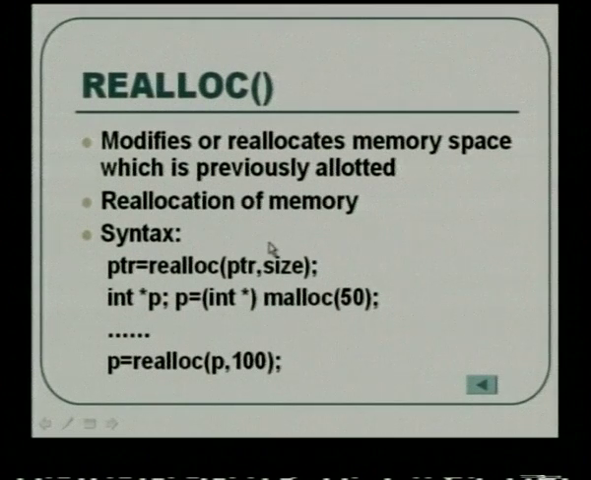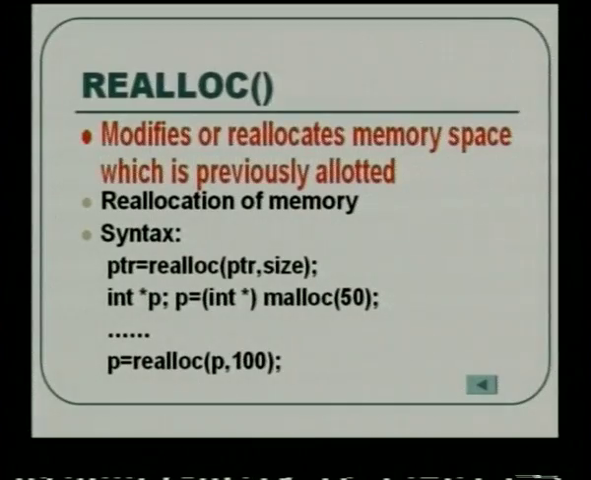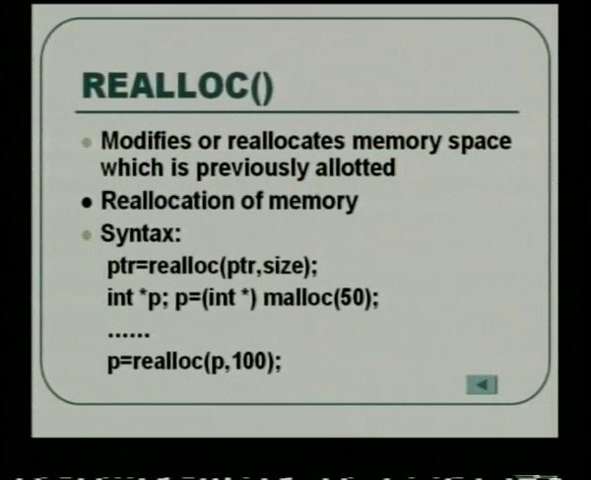Realloc is nothing but reallocation of memory. Malloc and calloc are used for the initial, first-time allocation of memory to variables, whereas realloc is used when memory is already allocated, but you want to make some modifications to it, you want to reallocate that memory from the existing memory space to somewhere else in memory where it is free. So, this modifies or reallocates the memory space previously allotted. It is also called reallocation of memory, that is the short form of realloc.